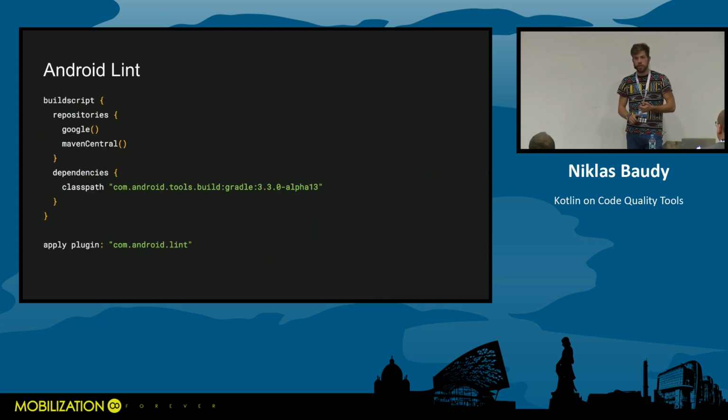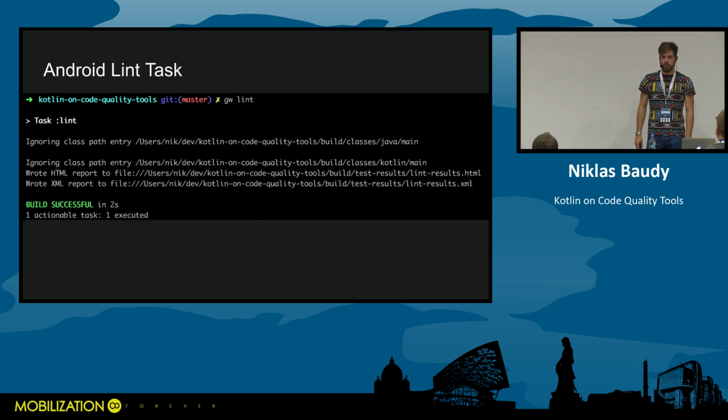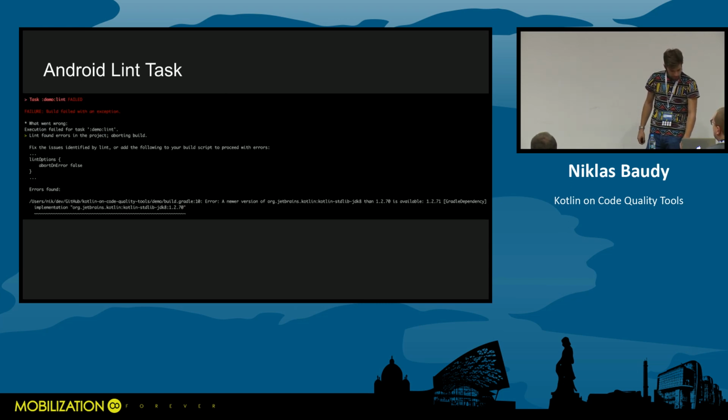How can you add Android Lint to a Kotlin project? You add the Android Gradle plugin, and in there they have the Lint plugin that you can apply. For Android projects, Lint is automatically applied. Running Lint is pretty straightforward. You execute a Lint task, which is added to Gradle, and then you basically get a report. It also says where the report is generated, and in this case, the build is successful.